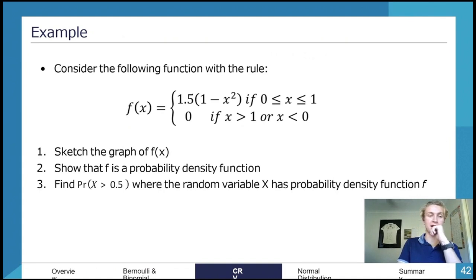Finally, we're asked to find the probability that x is greater than 0.5. So what's the probability that x is between 0.5 and infinity? But we don't care about infinity. What we care about is where it goes to 1, because from there it equals 0, so we don't care about it.